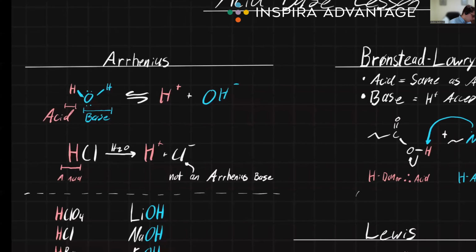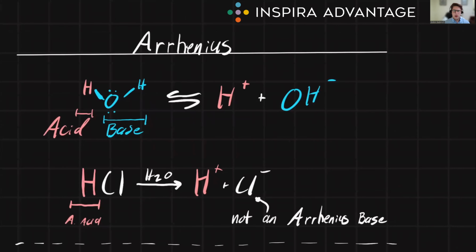Starting down here with the Arrhenius acid. An Arrhenius acid is a compound that produces H+. It produces a free hydrogen when reacted with something else. On the flip side, an Arrhenius base is a compound that produces an OH- when reacted with something else.